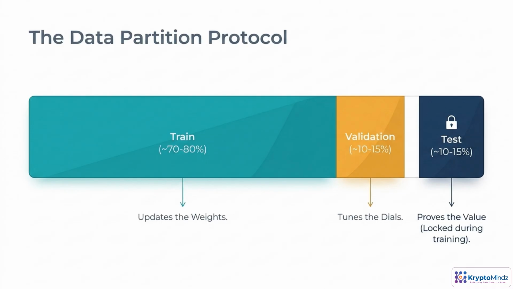To build trustworthy models, we partition data into 3 roles. Training data, usually around 70 to 80%, is what the model actually learns from. It updates the weights. Validation data, about 10 to 15%, is used for tuning hyperparameters and deciding when to stop training. Test data, another 10 to 15%, is locked away until the end for a final, unbiased check. In Hugging Face datasets, these splits often exist already, or you can create them with train_test_split.